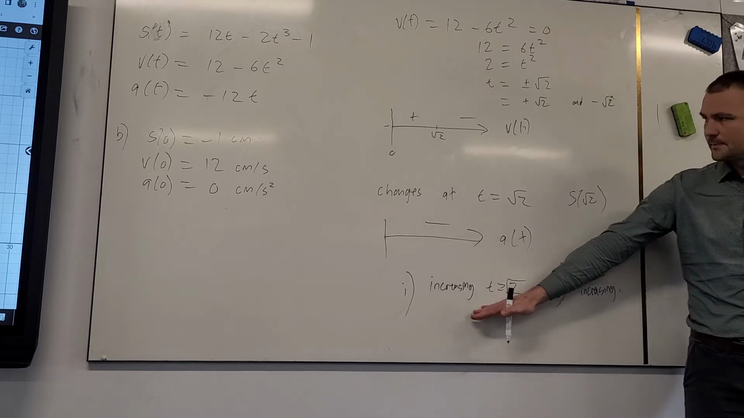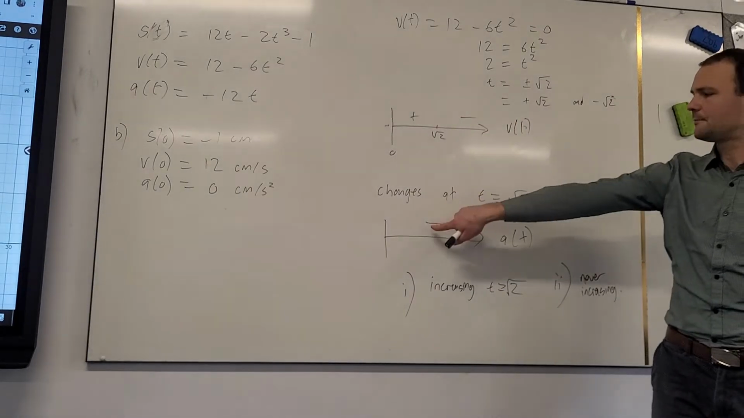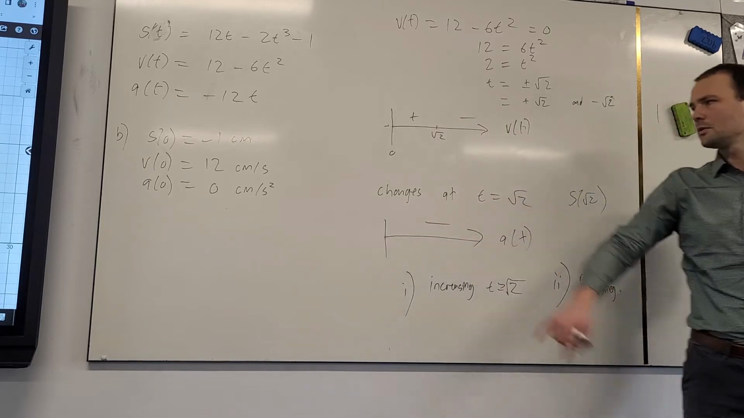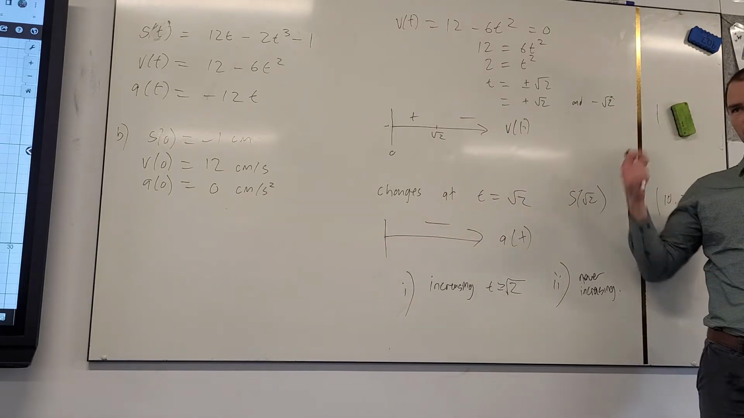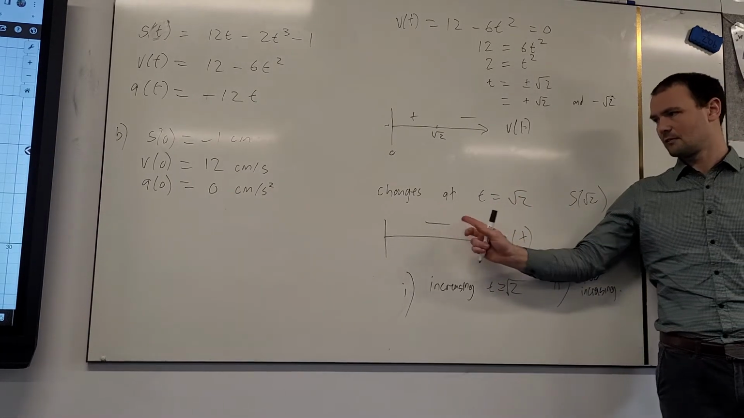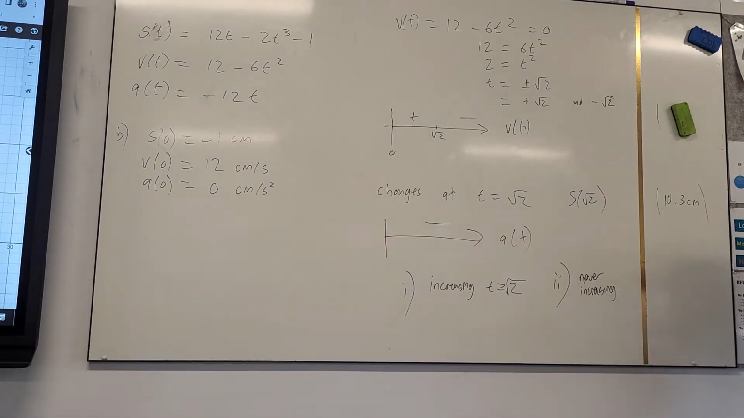Okay, so the first one, speed is about magnitude, so they're both negative, which means it's getting faster in the negative direction for values larger than root 2. When is velocity increasing? That means when is it getting larger in the positive direction? Well, it's not, because acceleration is always negative.